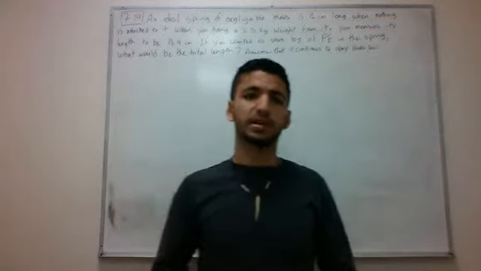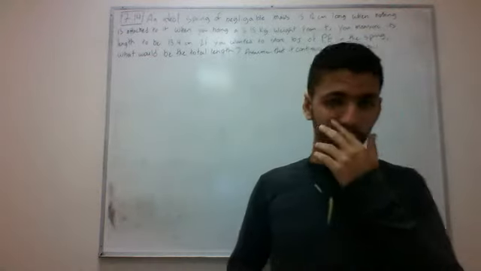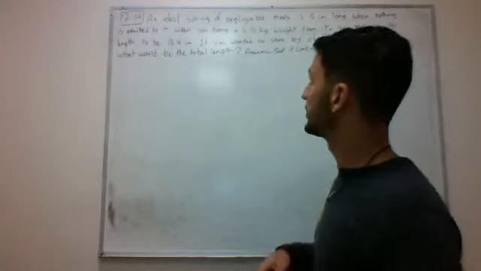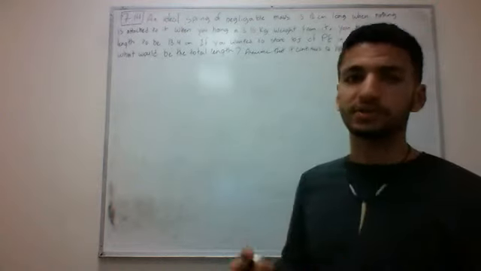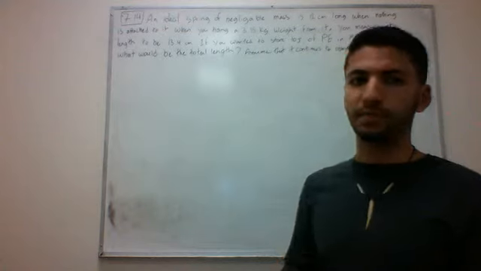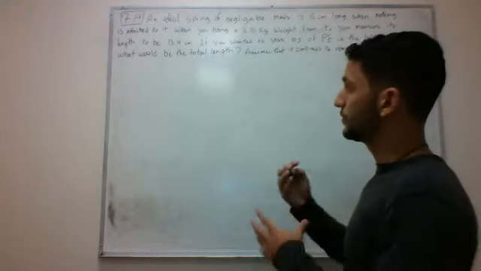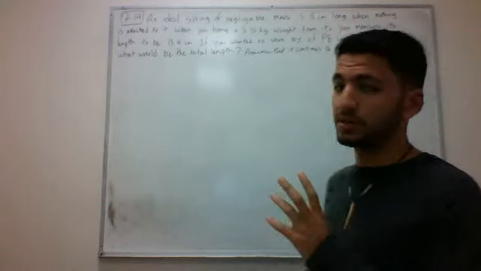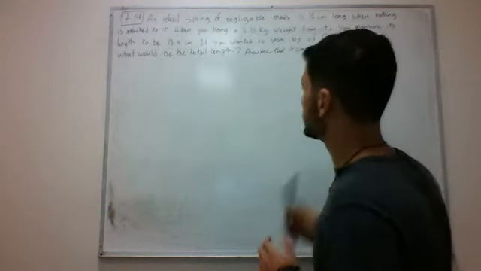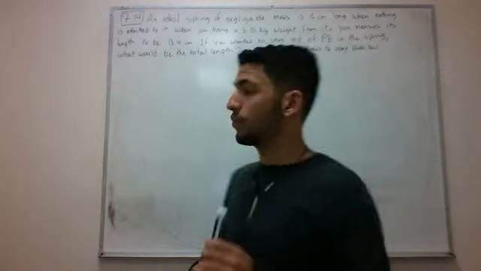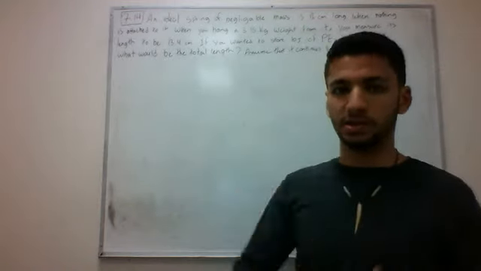Hi, so today we're going to talk about Chapter 7, question number 7.14. The question says, an ideal spring of negligible mass is 12 centimeters long when nothing's attached to it. When you add a mass of 3.15 kilograms, it hangs to 13.4 centimeters long. If you wanted to store 10 joules of potential energy in the spring, what would be the total length? Assume that it continues to obey Hooke's law.